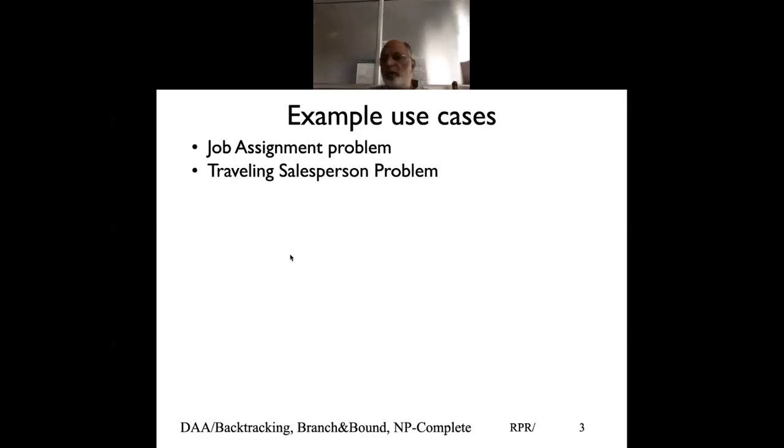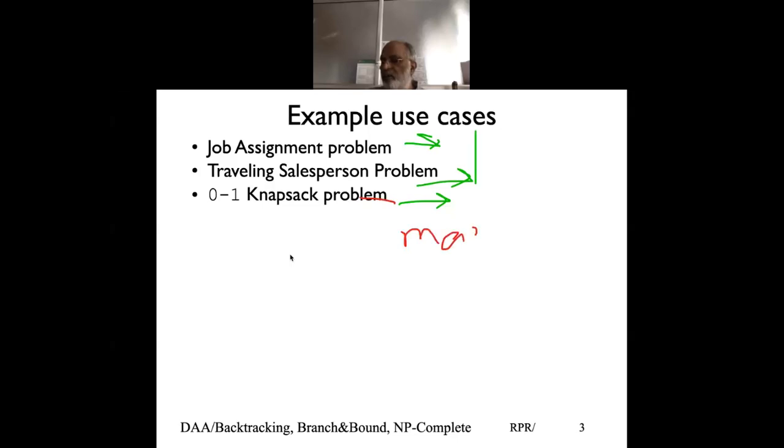And the cases we look at: a job assignment problem. The main thing we wanted in job assignment was to find the minimum cost. Traveling salesman problem, find the minimum cost tour. Knapsack problem, find the maximum profit subject to weight. So the first two are minimization problems. The knapsack is a maximization problem.